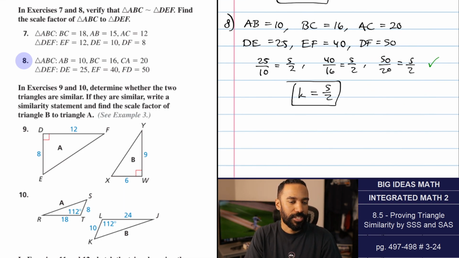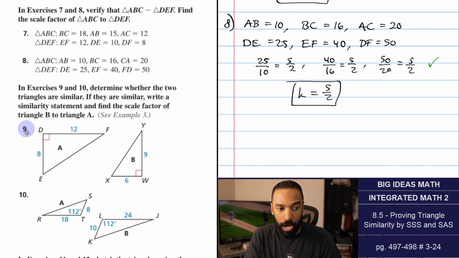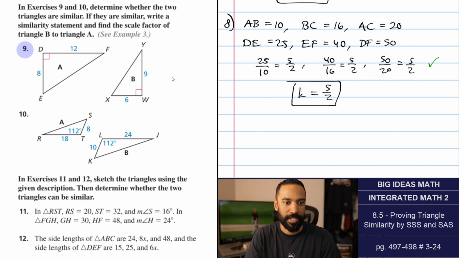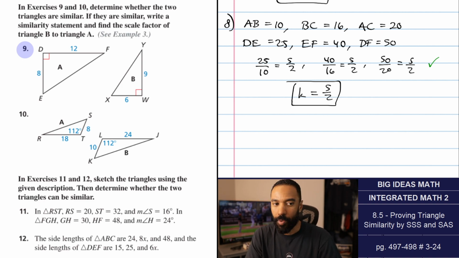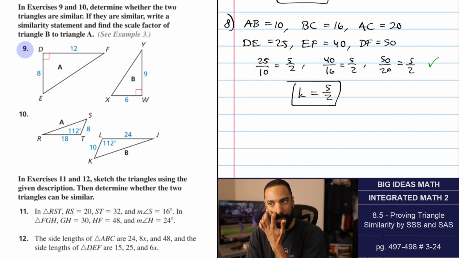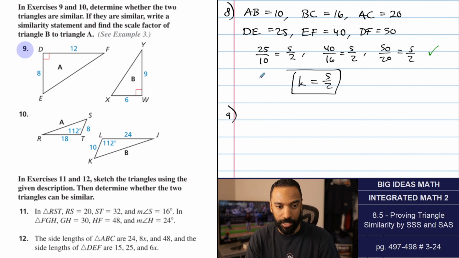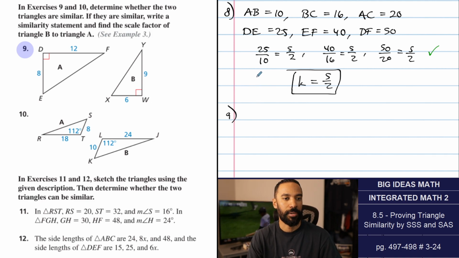In exercises 9 and 10, determine whether the two triangles are similar. If they are similar, write a similarity statement and find the scale factor of triangle B to triangle A. They're marked right there, so B to A. This one looks like the side angle side similarity test, where the included angle, the one in between the two sets of sides that you test for proportionality, must be congruent, like the angle D and W.